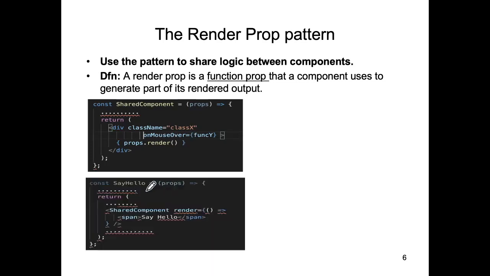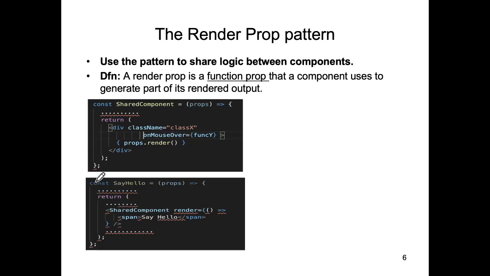Here's my consumer in this case, and it's using my shared component. And here's the render prop, and I am indeed assigning it a function, albeit the arrow style in this case. And the function is trivial, right? It's just returning a span.